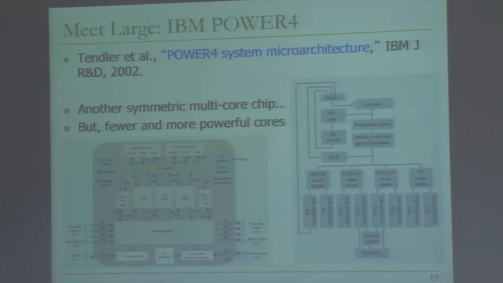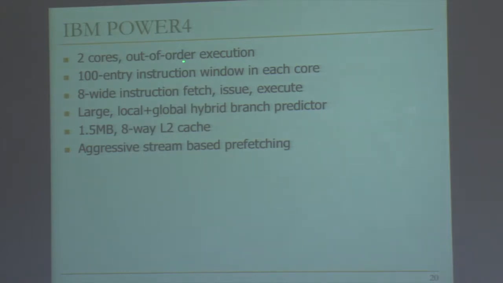It's IBM Power 4. And this is a beautiful paper that describes the entire system microarchitecture of IBM Power 4. If you look at this, it's symmetric multi-core, but it has fewer and more powerful cores, compared to some of the other things that we've seen in the earlier figure. So it has two cores only, and each core is pretty powerful. Basically, it has out-of-order execution. It has a 100-entry instruction window, 8-wide instruction fetch, issue, execute. It has a large hybrid branch predictor, just like the one you've designed, and a relatively large L2 cache for its time. And it has aggressive stream-based prefetching. Some of you actually did this as your extra credit assignment for the prefetcher. Some of you had to come up with good prefetcher designs.